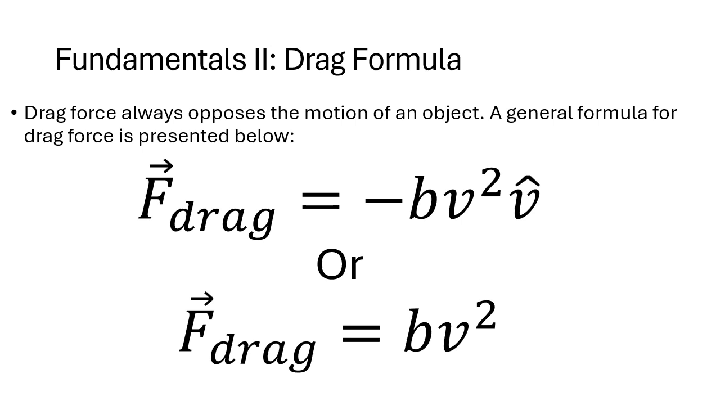Now, for our second fundamental formula, drag force. Drag force always opposes the motion of an object. A general formula for drag force is negative b times velocity squared times the unit vector of velocity, or, to be simplified, b times velocity squared, where b is the drag force constant.